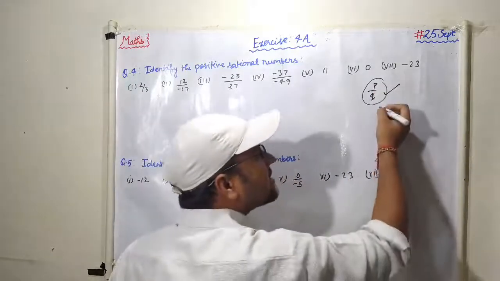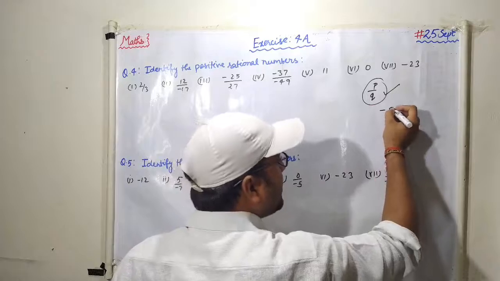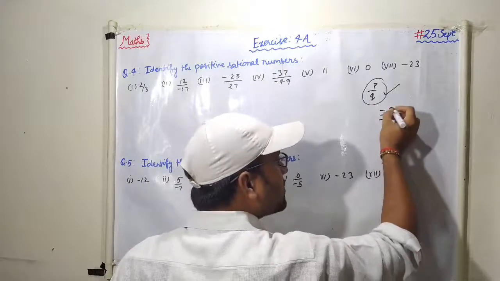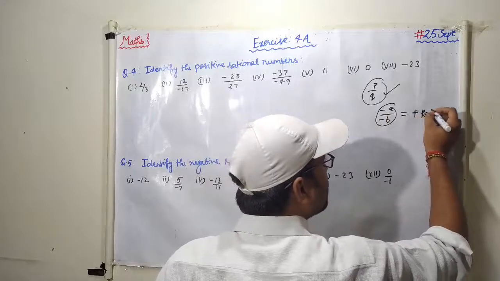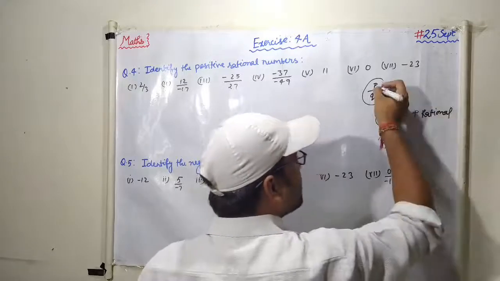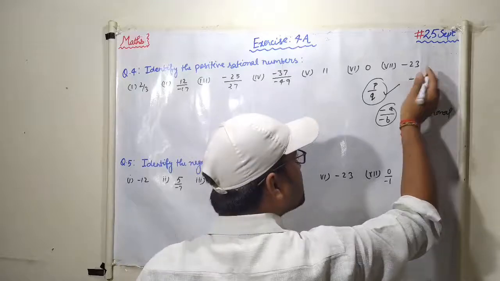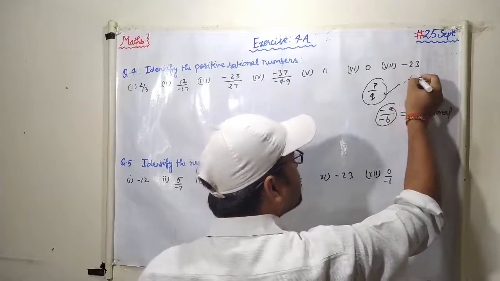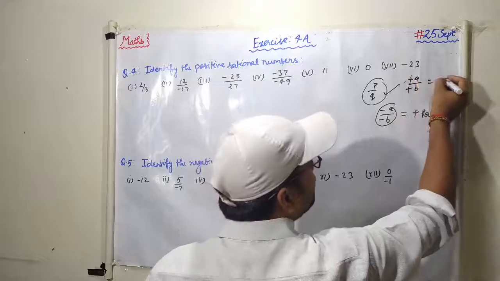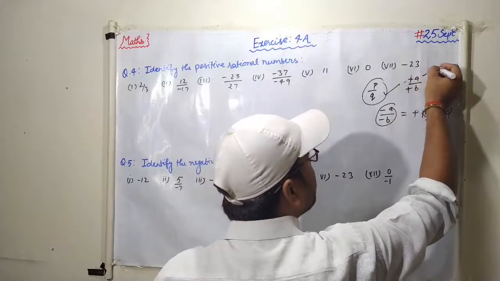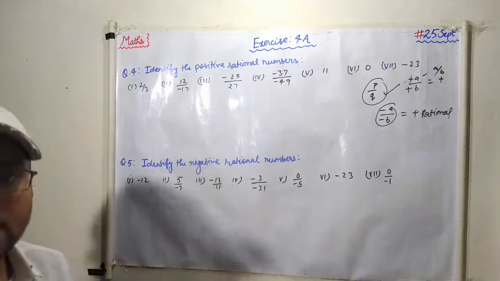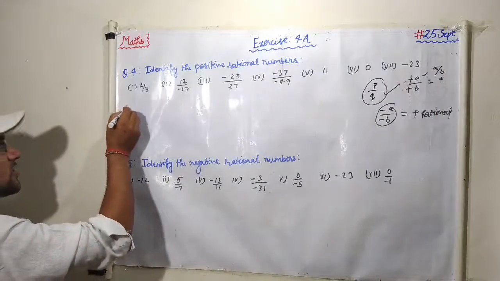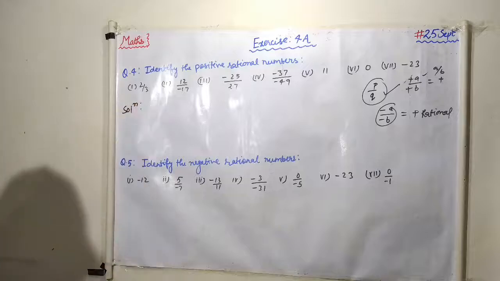Or both the integers are negative, minus A upon minus B. If both are negative, then it is also a positive rational number. And if no sign is written, or if it is written plus A and plus B, it is also positive. Or if it is written A upon B only, then it is also a positive rational number. So in your solution, students, tell me which one is a positive rational number.